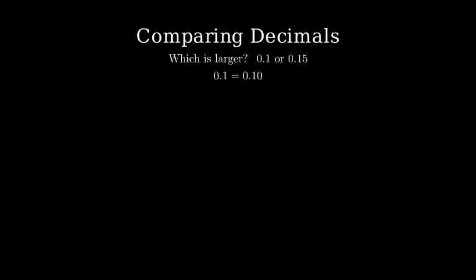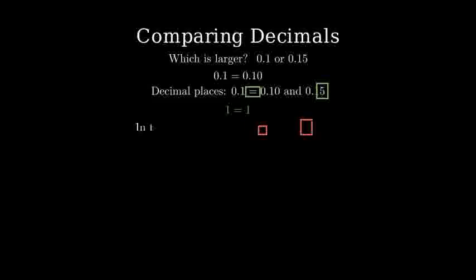Let's list their decimal digits. When comparing 0.10 and 0.15, we'll examine each position after the decimal point. Both numbers have the same first digit, 1. But in the second decimal position, we see 0 in 0.10 compared to 5 in 0.15. Since 5 is greater than 0, 0.15 is the larger number.